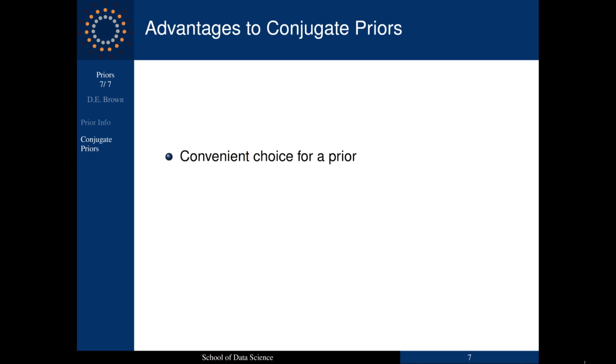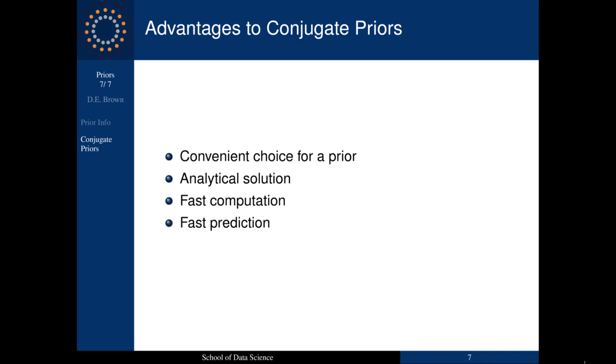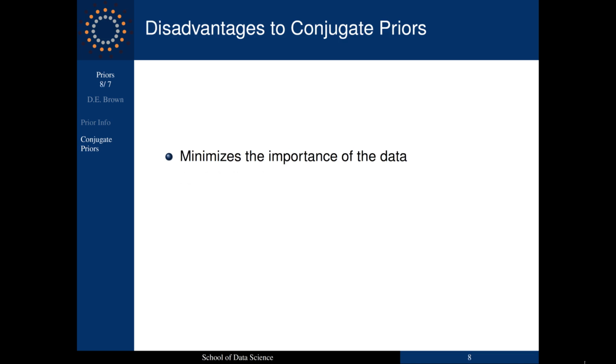Why do we use conjugate priors? It's a very convenient way to choose a prior because we're choosing from a particular family, and that family might make sense for us. The biggest reason we use it is because we can derive closed-form analytical solutions to the Bayesian problem. This means that it can be extremely fast to compute, and extremely fast to get predictions. So for this reason, the closed-form analytical solution is really a strong justification for using the approach.